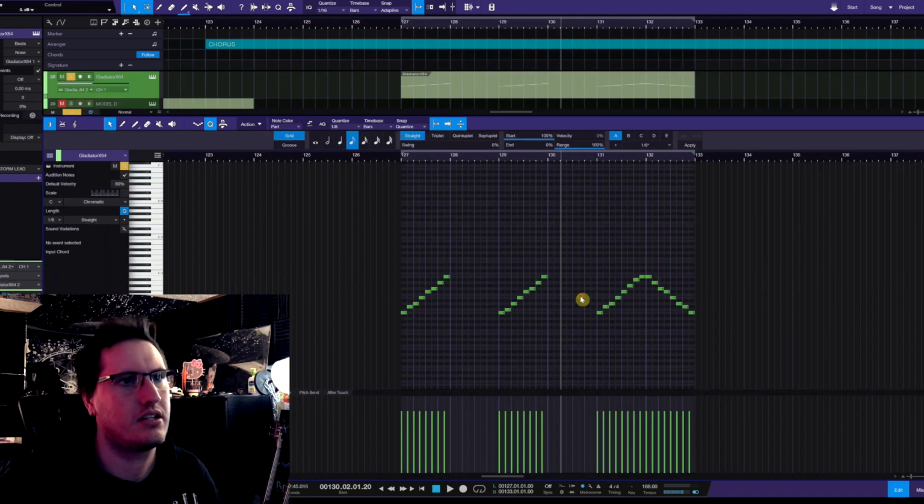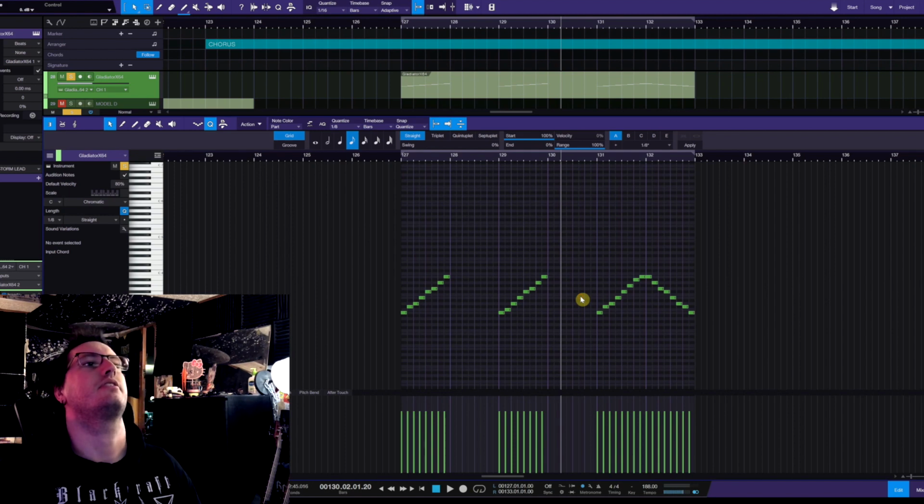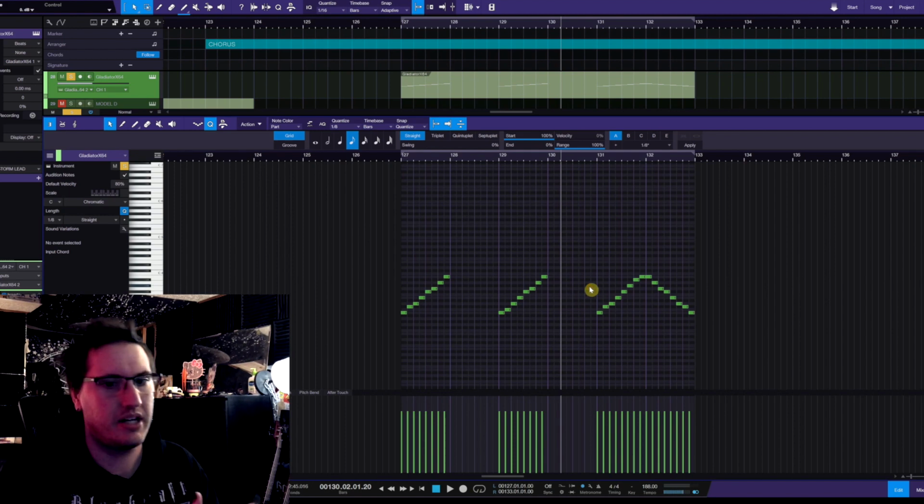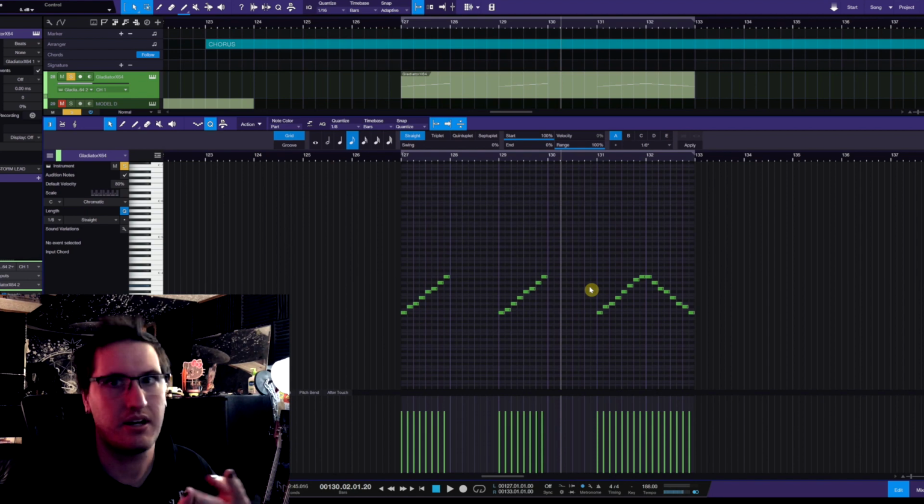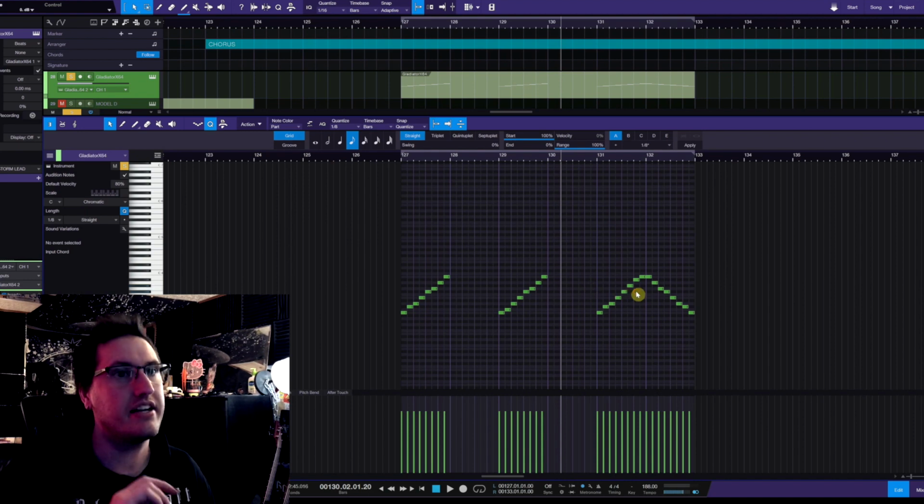If you've taken theory classes before, you know that there's actually 3 types of minor scales. There's natural minor, harmonic minor, and melodic minor. And what they teach is that in melodic minor the 6ths and 7ths are raised going up and lowered, flattened going down, like this.